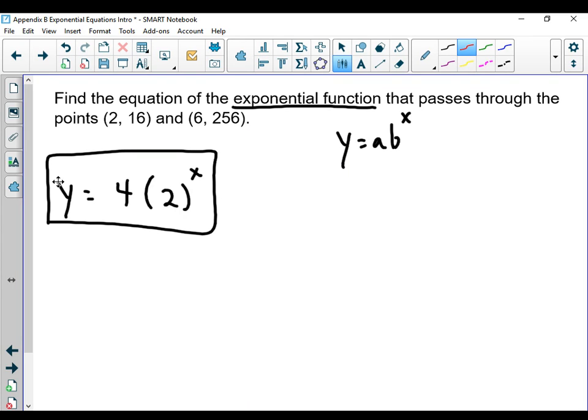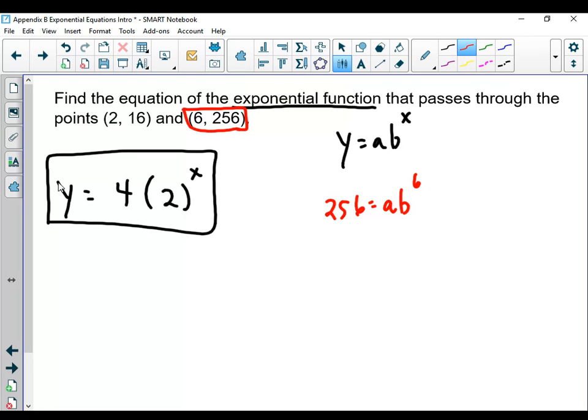But all I know is x values and y values. So I'm going to take one of the points. I'm actually going to start with this one, and I'll show you why later. But I'm going to plug in the y of 256. I don't know a and b, and I'm going to plug in the x of 6.